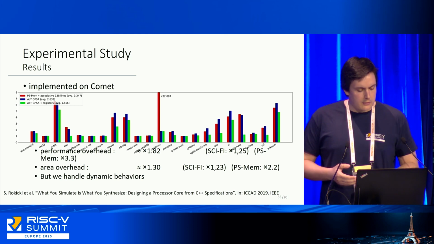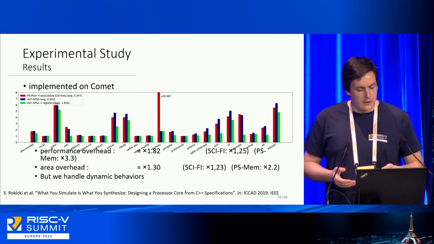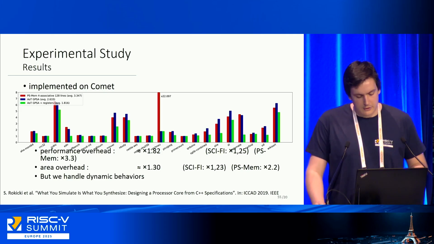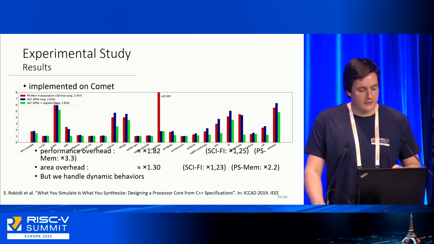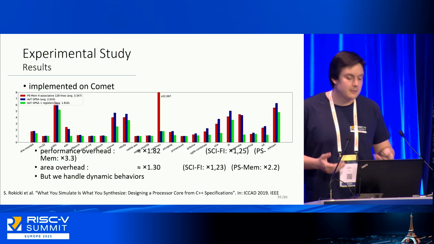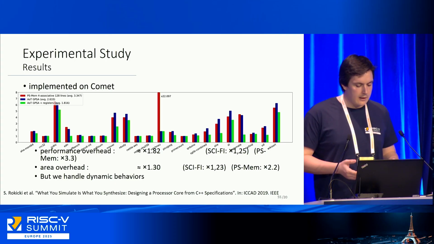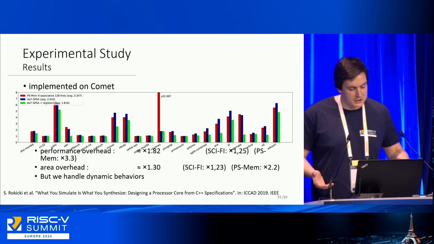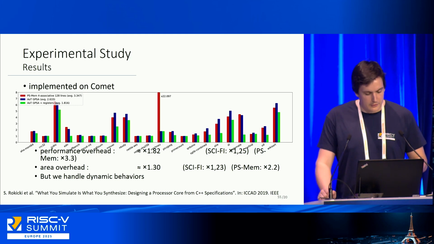So we achieve a slowdown factor of 1.82 compared to the previous 3.3. It's much better. And an area overhead of 30% compared to the previous one, doubling the size of the core. It's also much better. And we handle dynamic behaviors. So we have a more general case compared to SOFIA, for example.